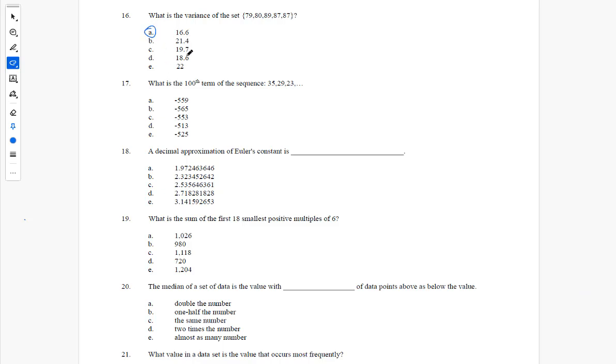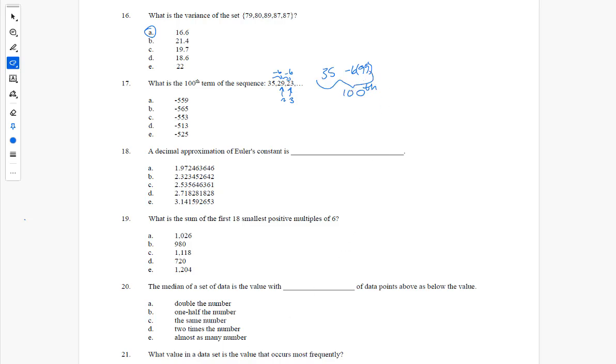Oh, there we are. 16.6. Number 17. Here we have the 100th term in this sequence. We have 35, 29, 23. Can you see that it's going to subtract 6 each time? Notice we subtracted 6 once to get the second term. And then we subtracted 6 again to get the third term. So we're going to subtract 6 99 times. We're going to take 35 and subtract 6 99 times. And this will get us the 100th term.